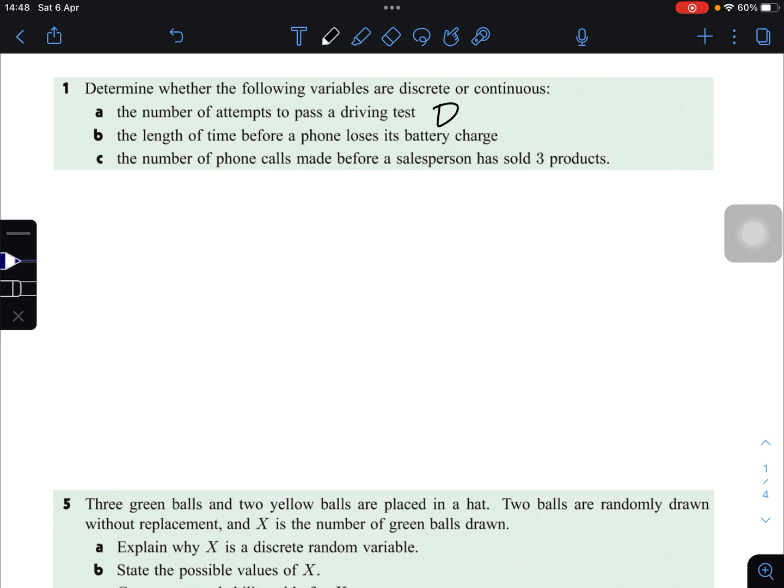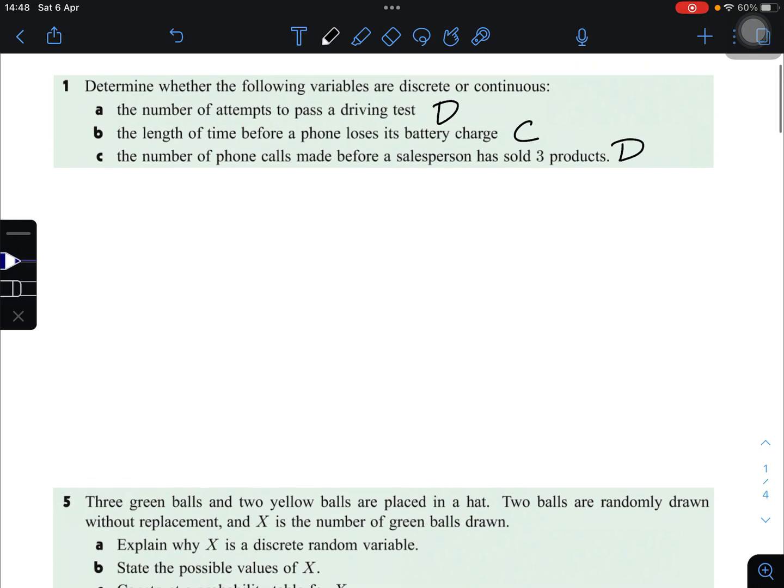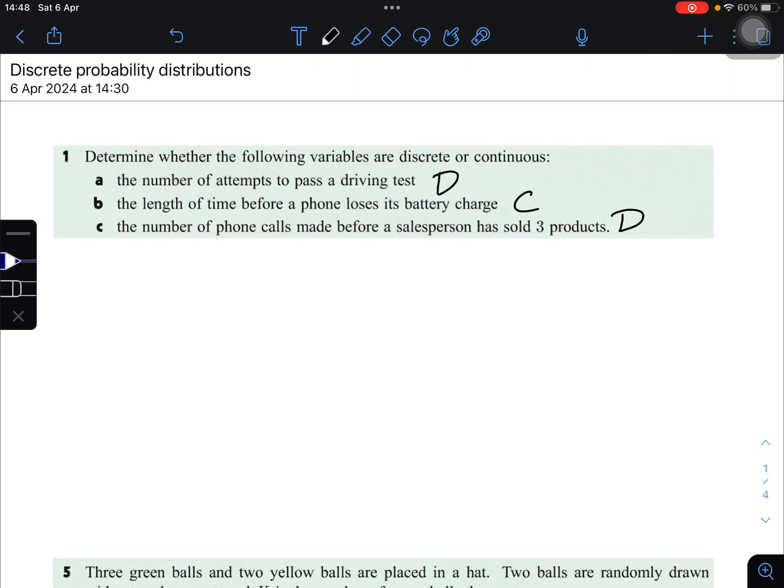Versus the length of time before a phone loses its battery charge, well, that is continuous, because you could have 1 second, 2 seconds, or 1 minute, 1 hour, 10 minutes and 3 seconds, and even within a second it's continuous, because you could have milliseconds, whatever. And so that's very much an example of a continuous random variable. And then the final one here, phone calls. You can only have 1 phone call, not 1.1 phone calls. And so therefore, that's discrete. That's a good test, actually. If 1.1 fits as a value for x, then it's probably continuous, versus if it's just 1, 2, 3, 4 whole values, it would be discrete. But it's quite a common 1-mark question.